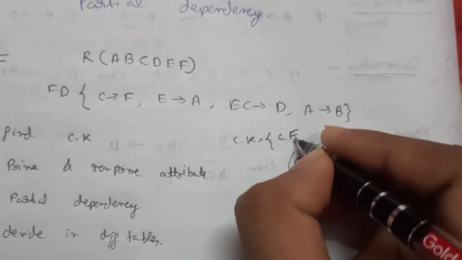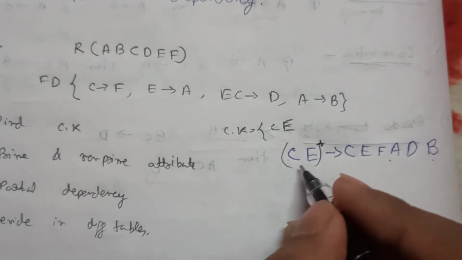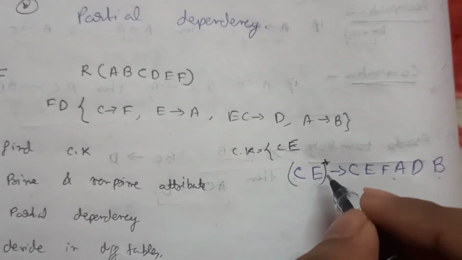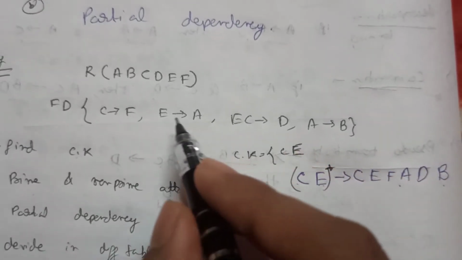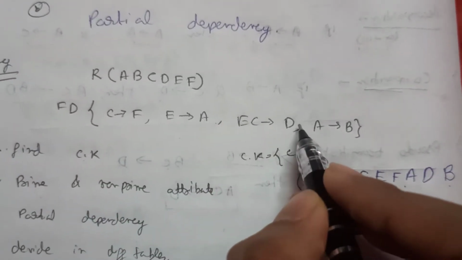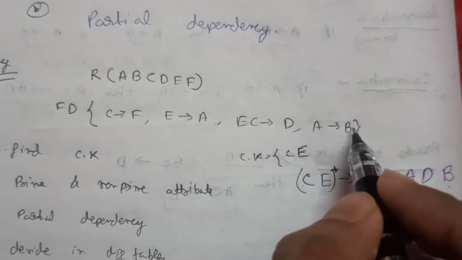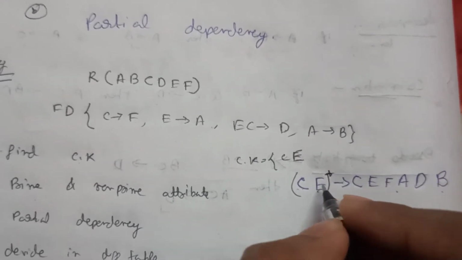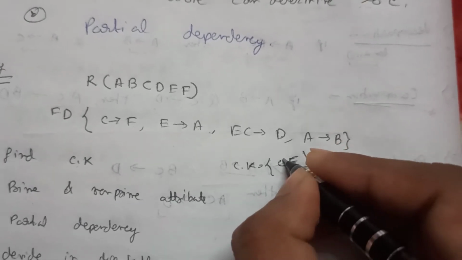Now let's check for others also. Is C or E on the right-hand side of any functional dependency? No, C and E are not on the right-hand side of any other functional dependency, so no other attribute can determine C and E. That means the only candidate key is CE.